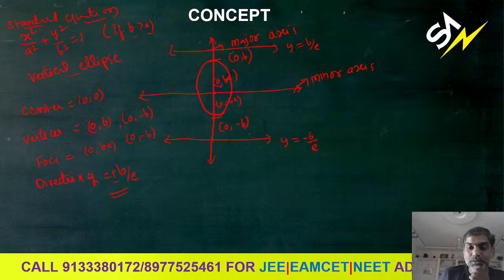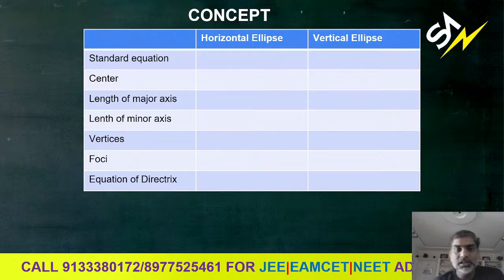We can do one thing. Let us go with the table. Let us draw a table. In that table, we can understand everything: what the coordinates are in a horizontal ellipse and what we get in a vertical ellipse. So let us move to the right. See here: standard equation, horizontal ellipse and vertical ellipse.